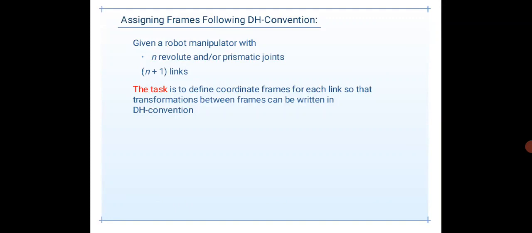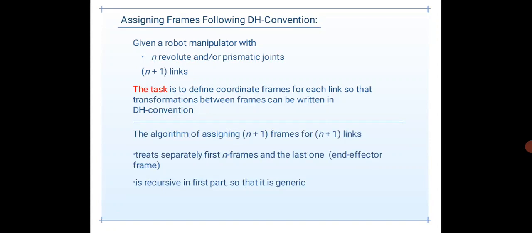Say, for example, we are given a robot manipulator, and we have n revolute or prismatic joints. The number of links will always be n plus 1. The task is to define the coordinate frames for each link so that the transformation between frames can be written in DH convention. So the algorithm assigns these n plus 1 frames for n plus 1 links. Suppose I have three links, then I have to assign three frames. This treats separately the first n frames and the last one, which is the end effector frame. It is recursive in the first part so that it is generic.